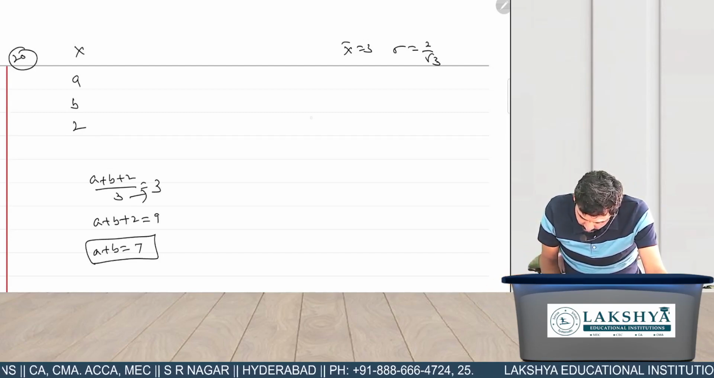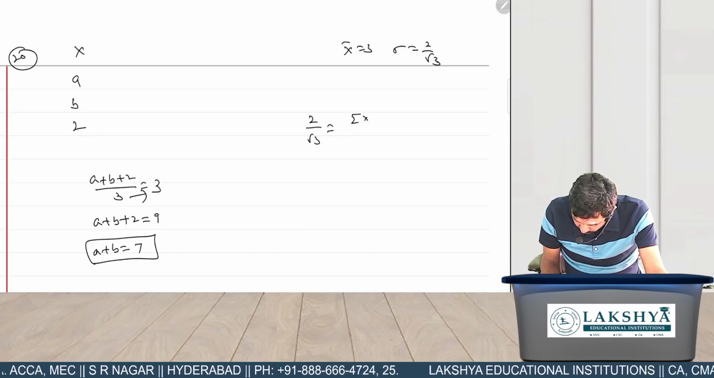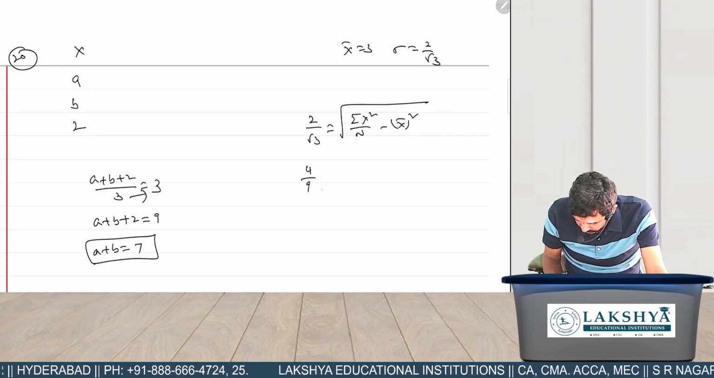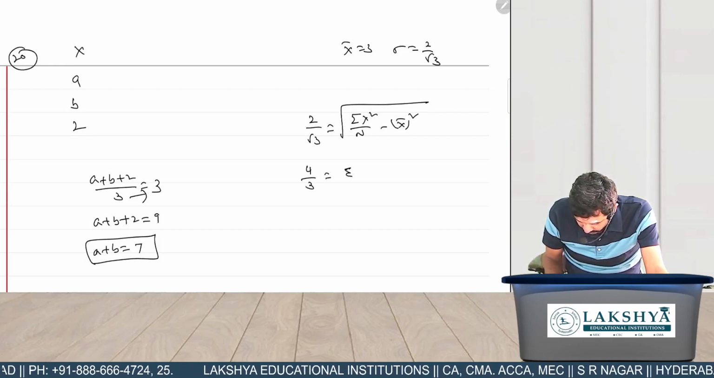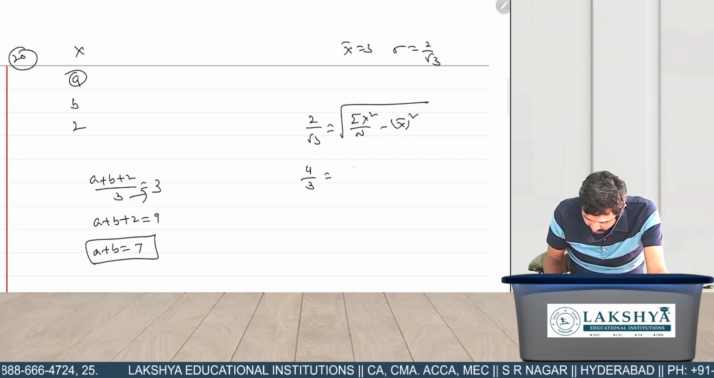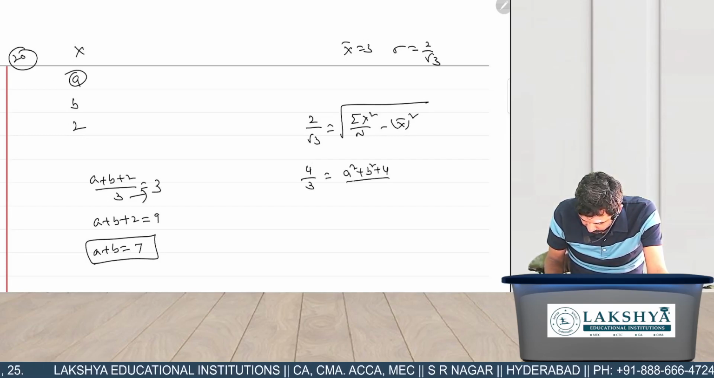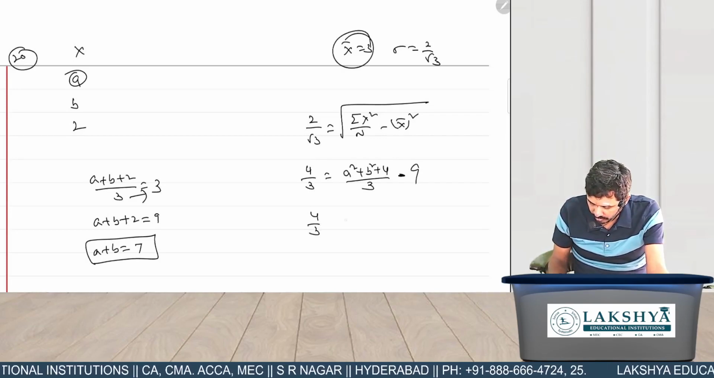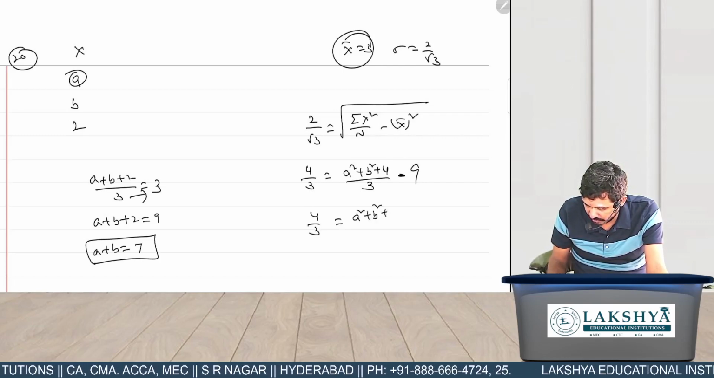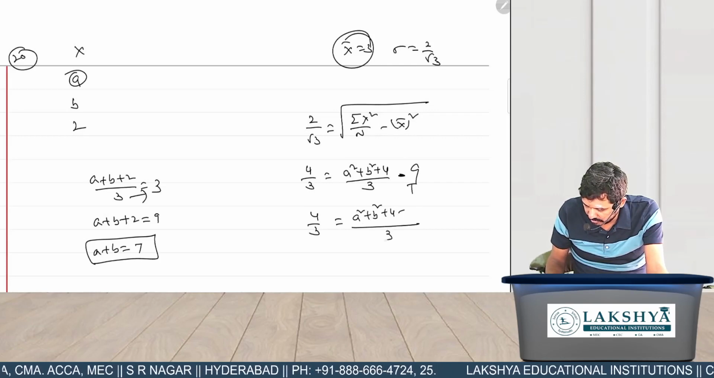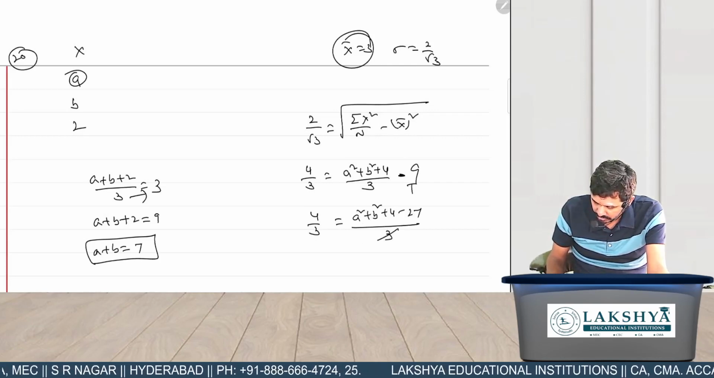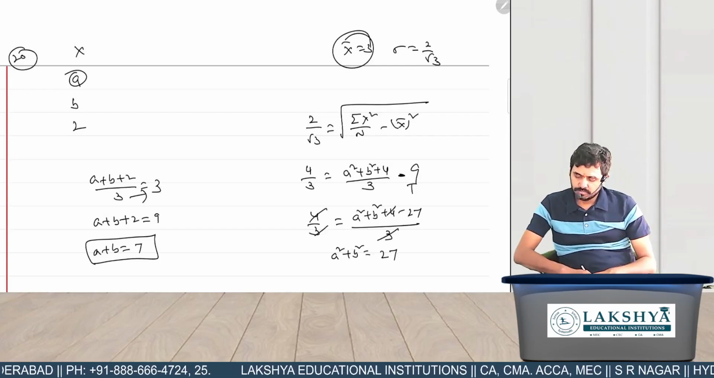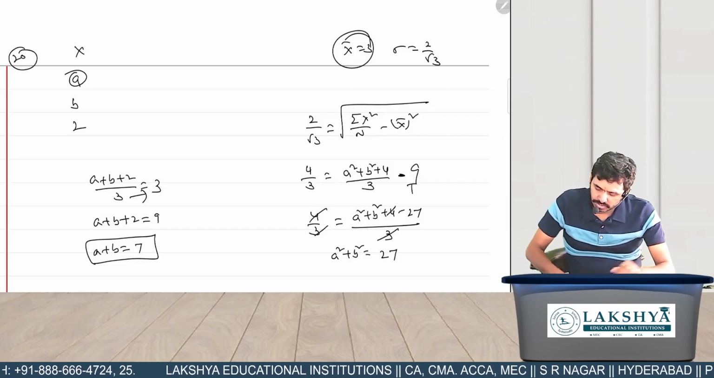Now standard deviation formula: 2 by root 3 is equal to sigma x square by n minus x bar whole square, under root. Squaring on both sides, 4 by 3 is equal to sigma x square by n minus x bar whole square. Observations are a square plus b square plus 4 by 3 minus x bar whole square 9. 4 by 3 is equal to a square plus b square plus 4 by 3 minus 9. LCM 27. 3 3 cancel, 4 4 cancel. A square plus b square is equal to 27.